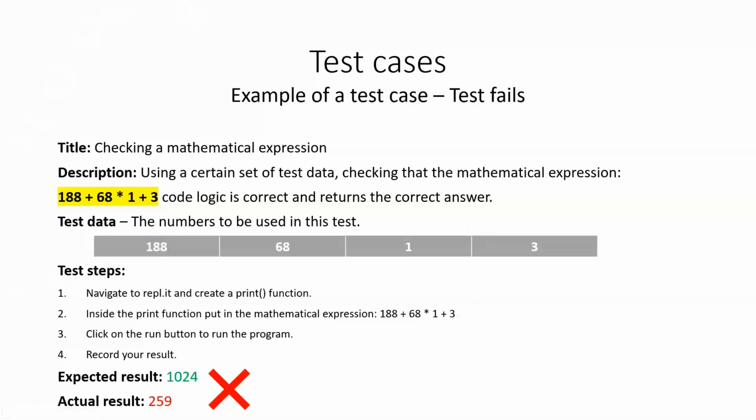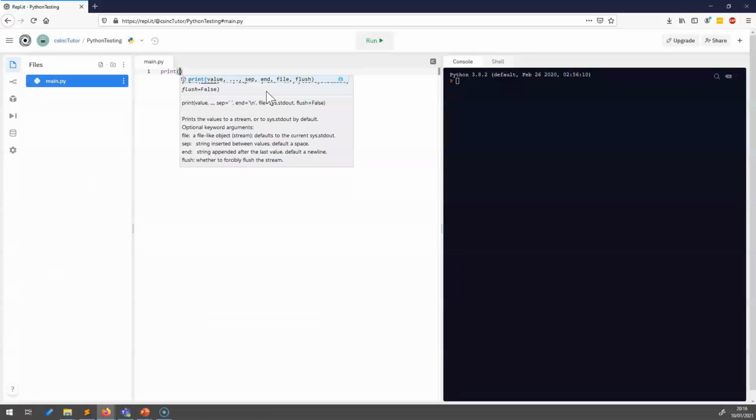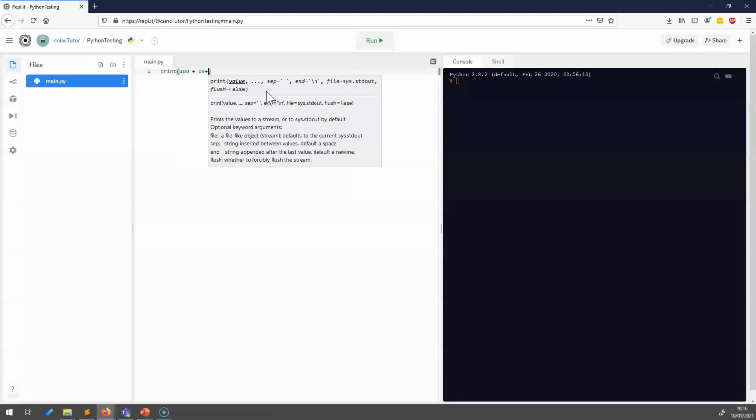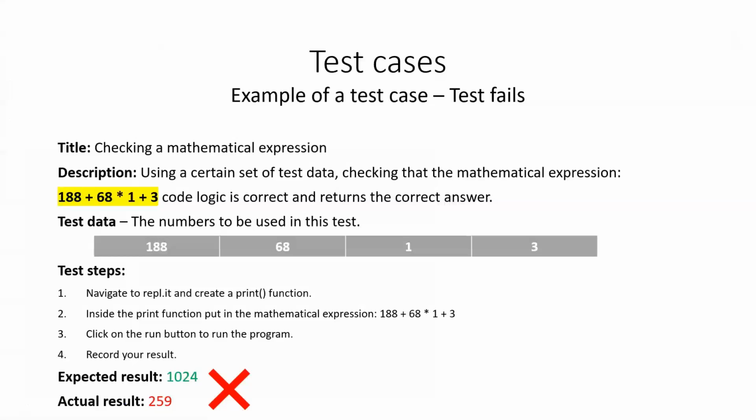So what we're going to do is actually go and run it. We have print, and we have 188 plus 68 multiplied by 1 plus 3. Now when I run this, we get a result of 259. So we're going from expecting 1024 to getting a result of 259.